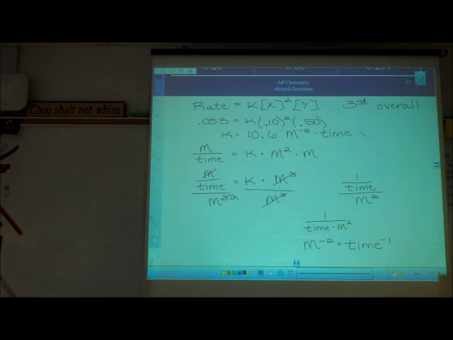Now I'm going to attach them to the number. Yes, ma'am? So then how do you know what form of time is used? Sometimes the question will tell you that it's in molarity per second. Sometimes they'll say it's in molarity per minute. But if they don't tell you, then you can just use the generic word time.